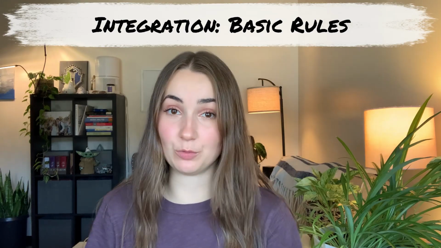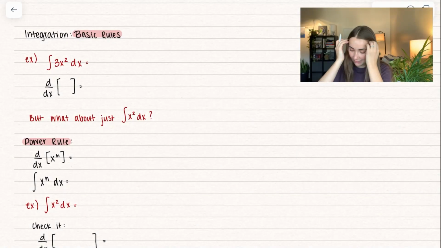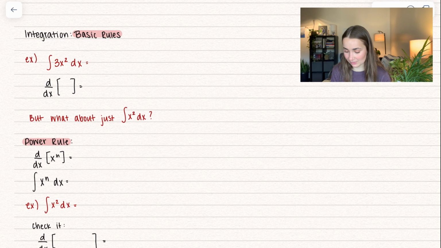Today we're continuing our series on integration, so we're going to go into some basic rules. So let's go ahead and dive into it. We have an example here, the integral of 3x squared dx.